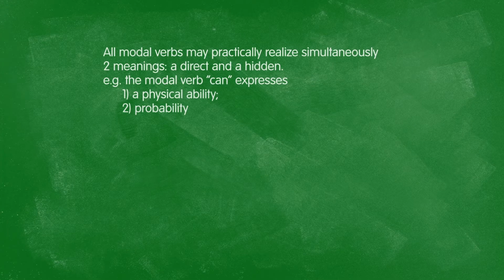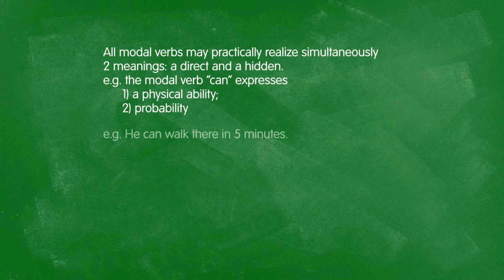Now, all modal verbs may, in practice, have two simultaneous meanings. For example, if we look at the modal verb can, it can express both the ability that I have to do something or the probability that I am going to do something. Just like in the sentence, he can walk there in 5 minutes. The first meaning, he can, I'm speaking about his ability. If he leaves now, he can walk here in 5 minutes.